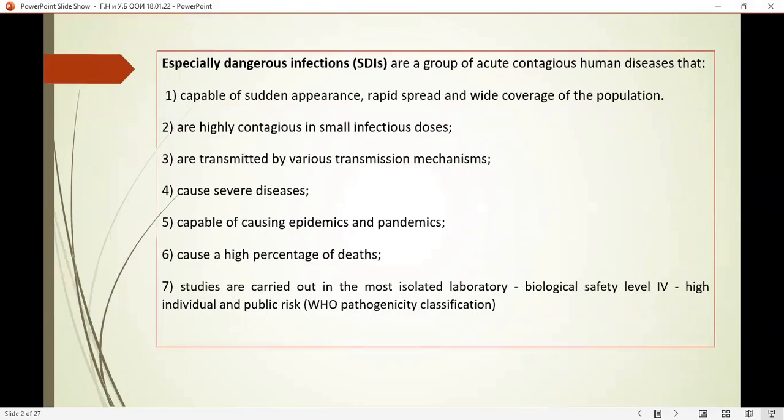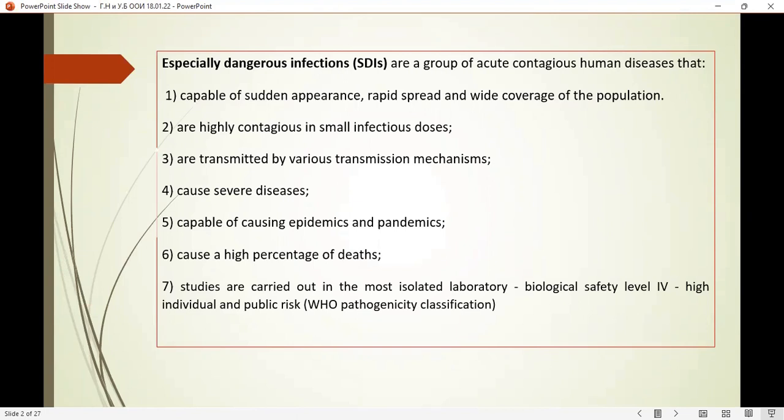Especially dangerous infections, SDIs, are a group of acute contagious human diseases that are capable of sudden appearance, rapid spread, and wide coverage of the population, are highly contagious in small infectious doses, are transmitted by various transmission mechanisms, cause severe diseases, capable of causing epidemics and pandemics, and cause a high percentage of deaths.